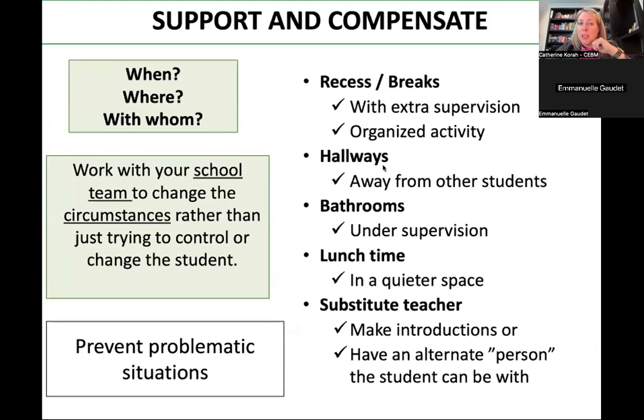So I mentioned recess and lunch, but also the hallway, also going to the bathroom, also when there's a substitute teacher. Many neurodiverse students do not do well with substitute teachers. And so how can we help, whether to compensate, whether it is, if we can, to introduce the substitute teacher, or that the student will go to an alternative space and not be with the substitute because they just can't handle it.